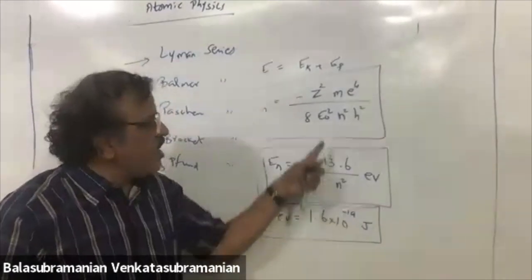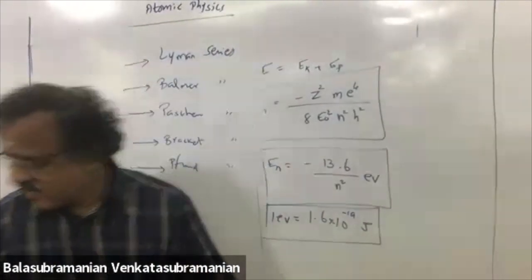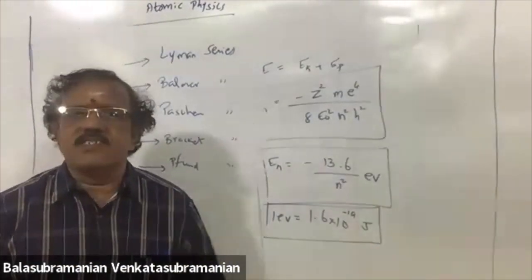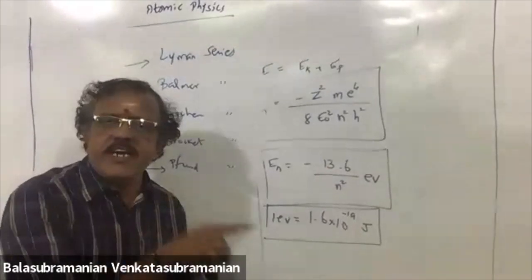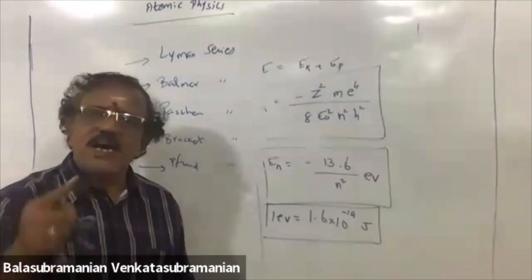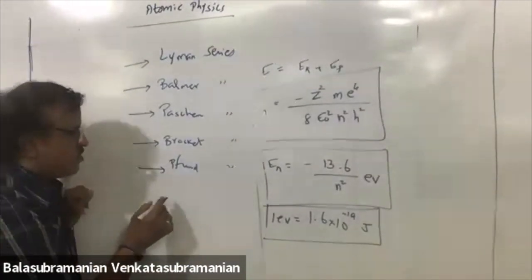Using the first postulate, we have calculated this. Now use the second postulate. When an electron jumps from a higher orbit to a lower orbit, energy is liberated. So E2 minus E1 is equal to h nu. You calculate the frequency, then the final expression.